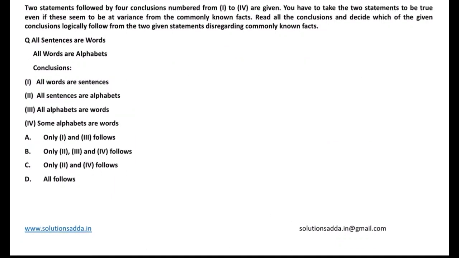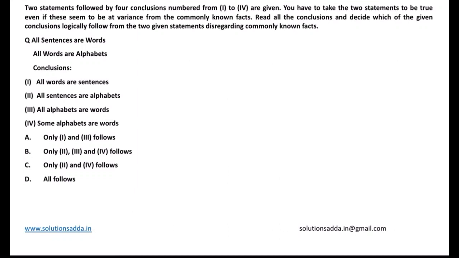This is an aptitude question based on logical reasoning. We are given two statements followed by four conclusions, and from the given conclusions we need to figure out which of the conclusions follow from the given statements. We need to assume that all given statements are true in any condition. So the given statements are, all sentences are words and all words are alphabets. Let us draw the possible Venn diagram for this.